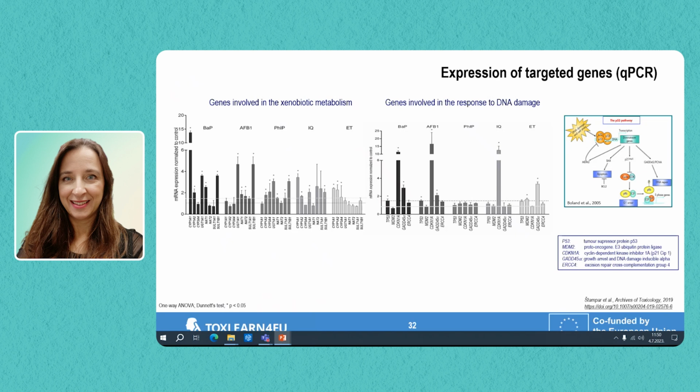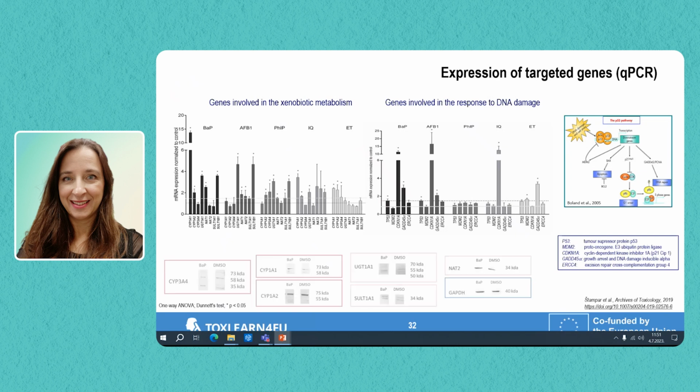And then GADD45 alpha, this is also an important one in the DNA repair, and ERCC4, again important in repair. And actually what we can see is that all except the FIP, some of the genes were upregulated. So it means that there was some damage, and due to this damage, the repair was activated. And this was again confirmed at the end on the protein level, because it's very important that we confirm the results at the protein level.